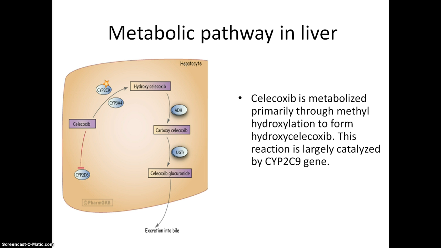Celecoxib is primarily metabolized in the liver. It is through methyl hydroxylation to form hydroxycelecoxib. This reaction is largely catalyzed by the CYP2C9 gene. It has been found that Celecoxib also binds with CYP2D6 substrates.